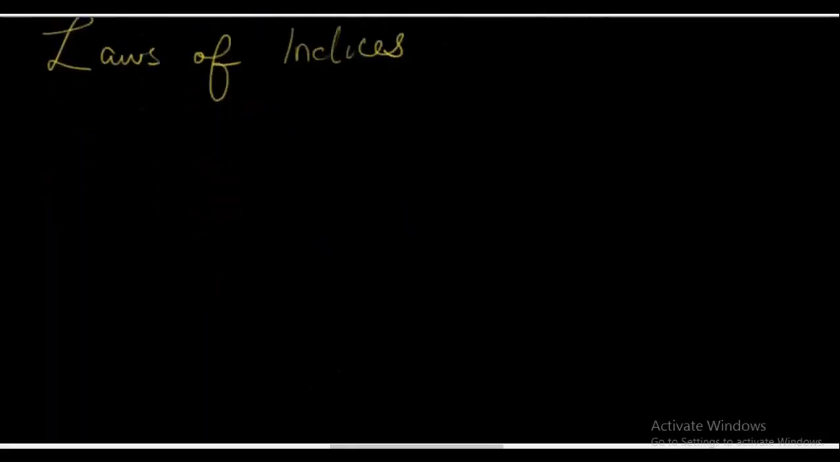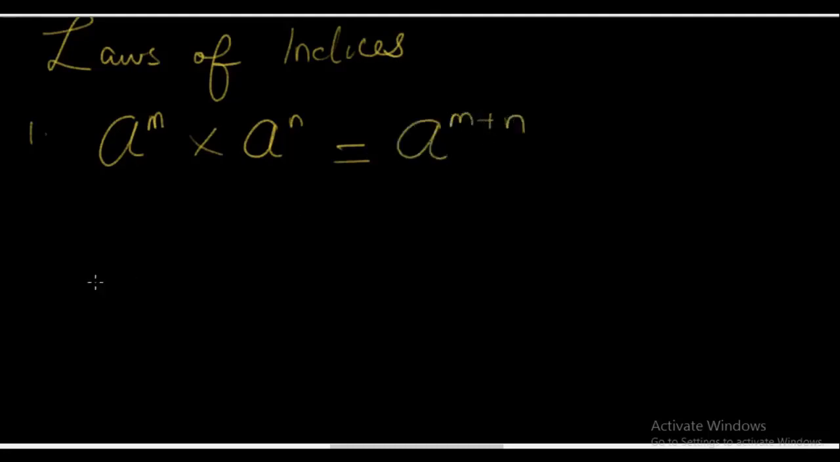Okay, now law number 1: a raised to power m multiplied by a raised to power n is equal to a raised to the power m plus n. That is rule number 1. Notice what we've done to the indices when you multiply. During multiplication, or when performing a multiplication operation, you simply add up the indices.